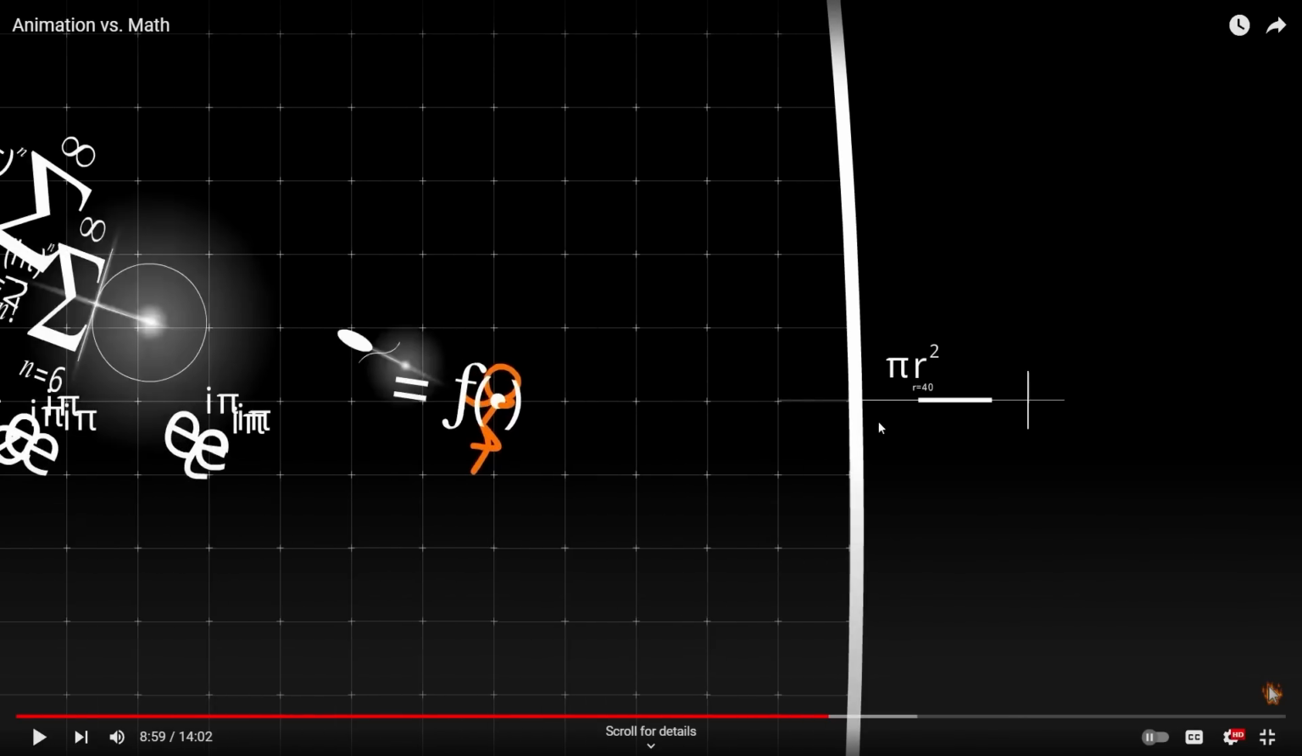Pi r squared, that's the area of the circle. I hope everyone knows that A equals pi r squared. I'm going to be very disappointed.